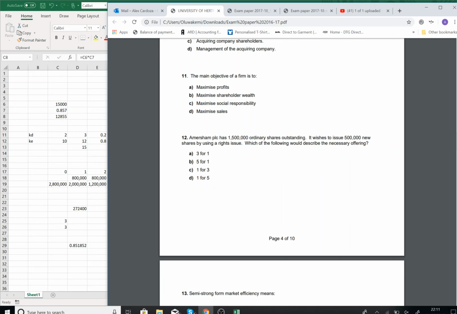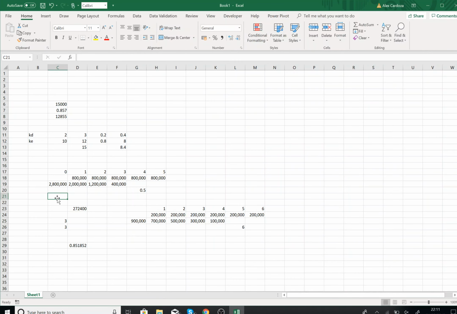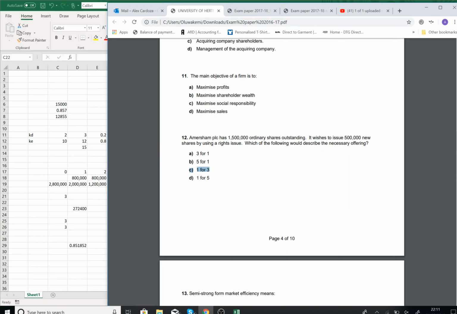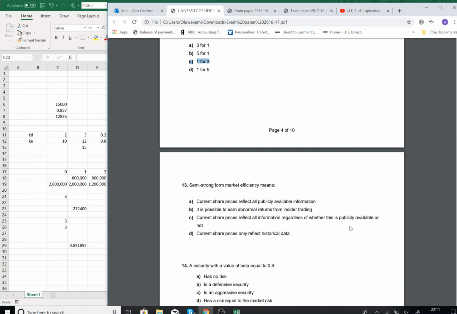So Amershon has 1.5 million shares outstanding. It wishes to offer 500,000 new ones with a rights issue. So you would just do 1.5 divided by 0.5, which is 3. Again, it would be a 1 for 3. The answer is the same as last time. So 12C. Semi-strong efficiency.